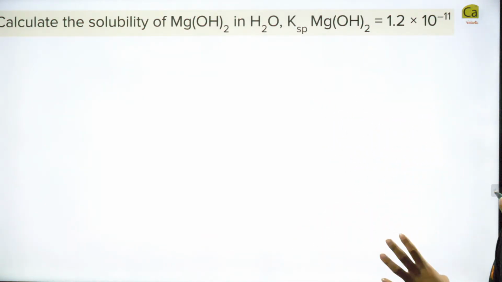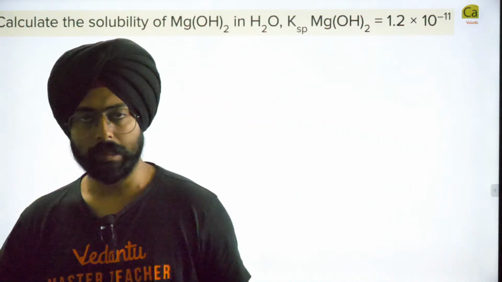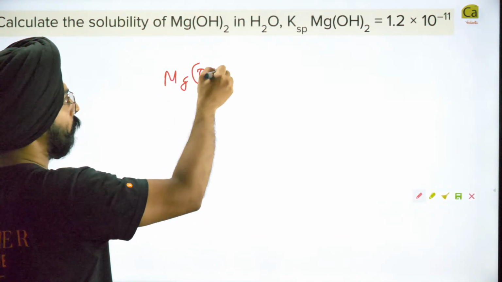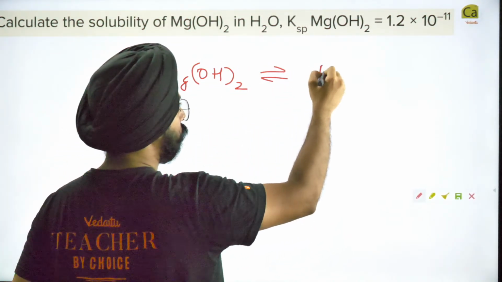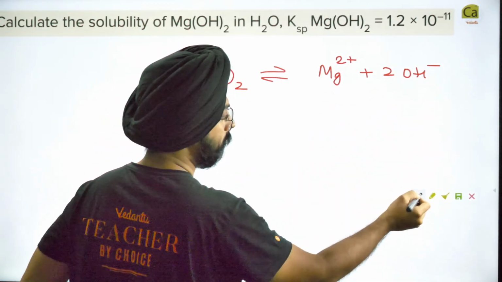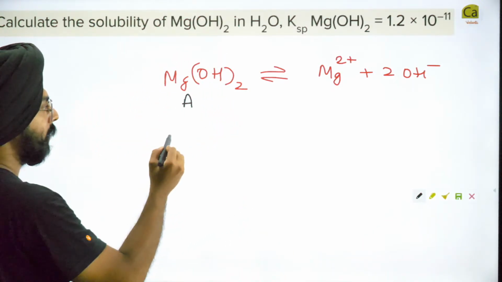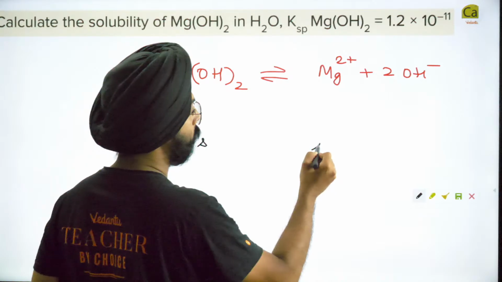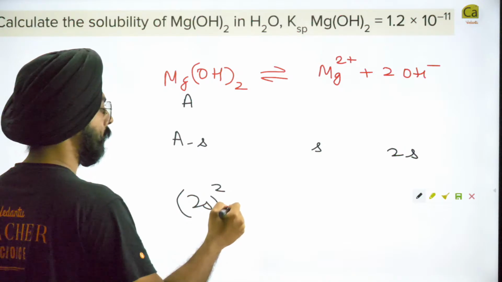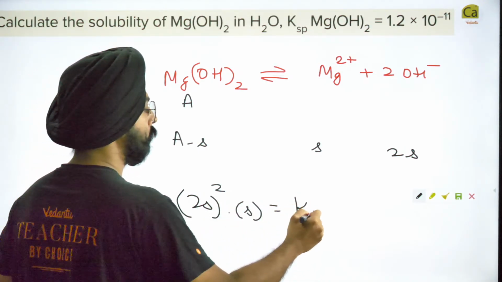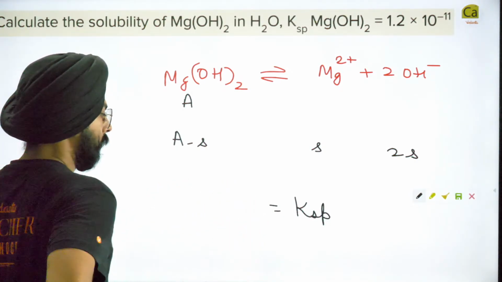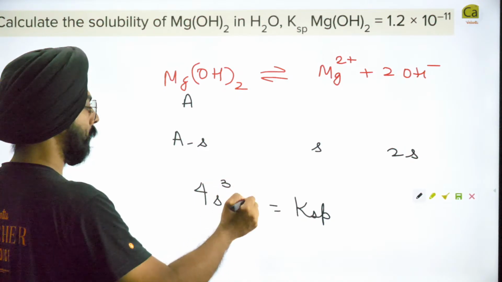Ksp is equal to this much. Very simple question. Yes, I will do it along with you. Mg(OH) whole twice, when it breaks apart, is going to form Mg2 positive plus 2 times OH negative. Initially this is a, finally this is a minus S, this is going to be S, this is going to be 2S. So from here can I write 2S square into S is equal to Ksp? Let's simplify this. I can write over here 4S cube is equal to Ksp.